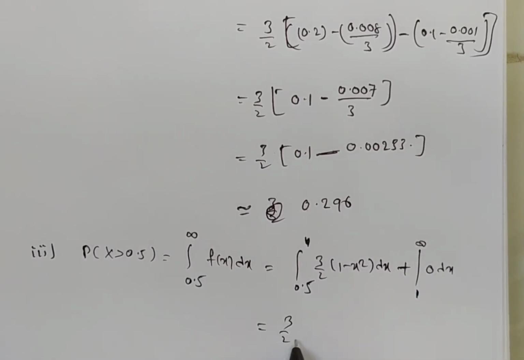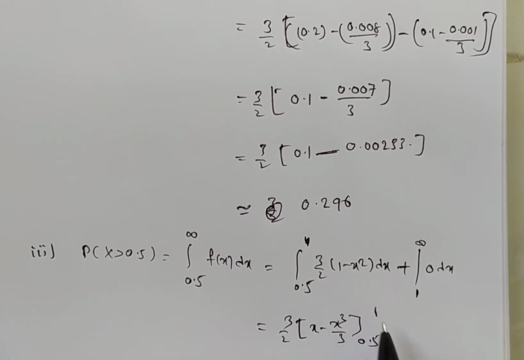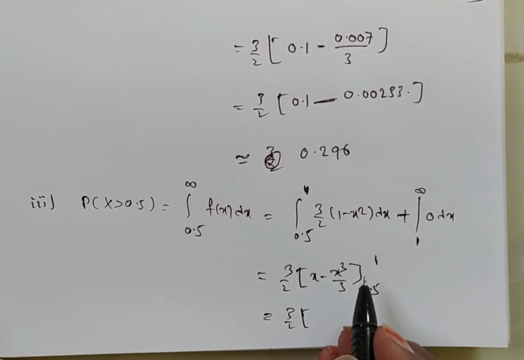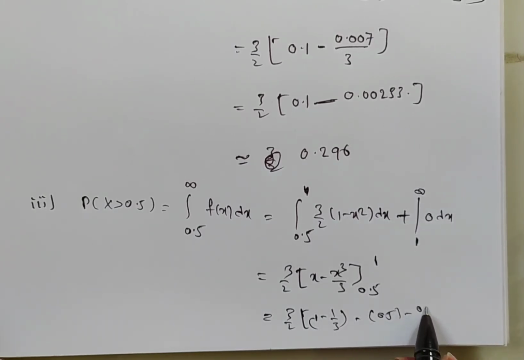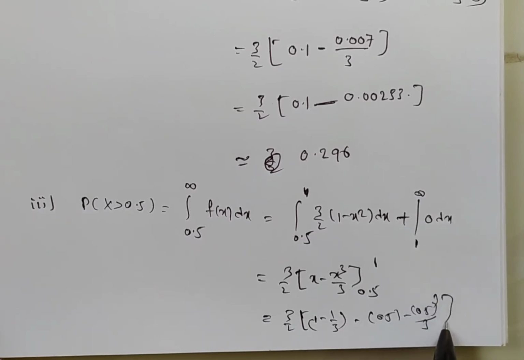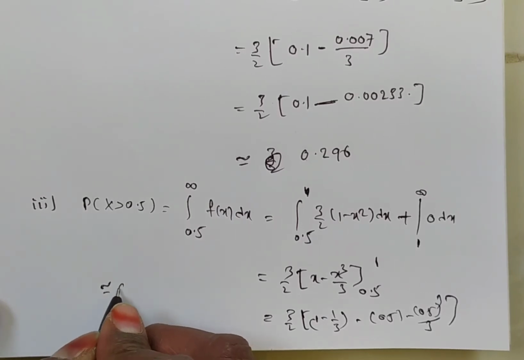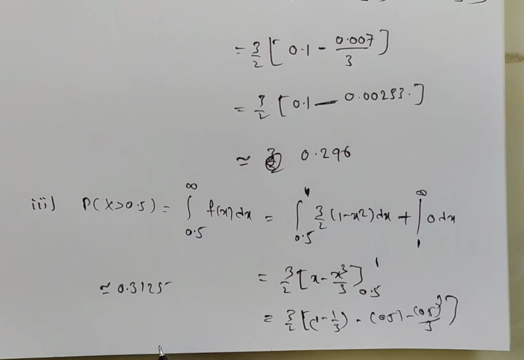So 3 by 2 times of 1 integration is x, minus x square integration is x cube by 3, limits from 0.5 to 1. So 3 by 2 times of upper limit minus lower limit. Here you see 1 minus 1 by 3 minus 0.5 minus 0.5 whole cube by 3. If you simplify this, directly I am writing the answer. On simplifying you will get 0.3125. So these are the problems.